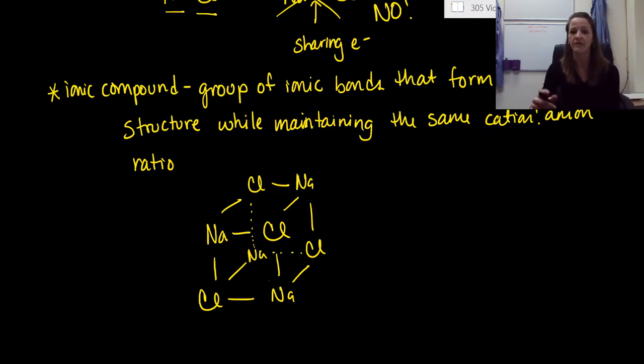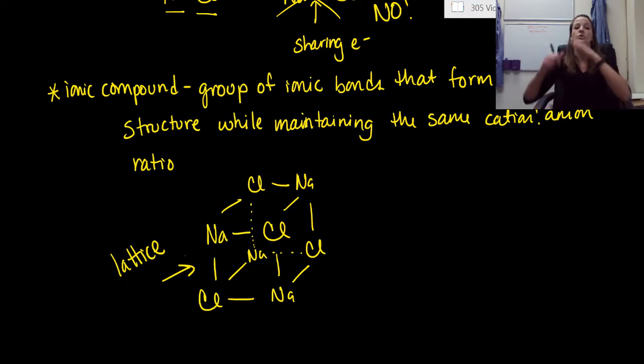So basically what we have here is what's called a lattice, and it's a lattice of sodium chloride. But realistically, this right here is actually our ionic compound. So it's a group of ionic bonds. It forms a three-dimensional structure, but it always, always, always has one sodium to every one chlorine. And so if you look, every corner alternates. We go sodium, chlorine forever, okay?